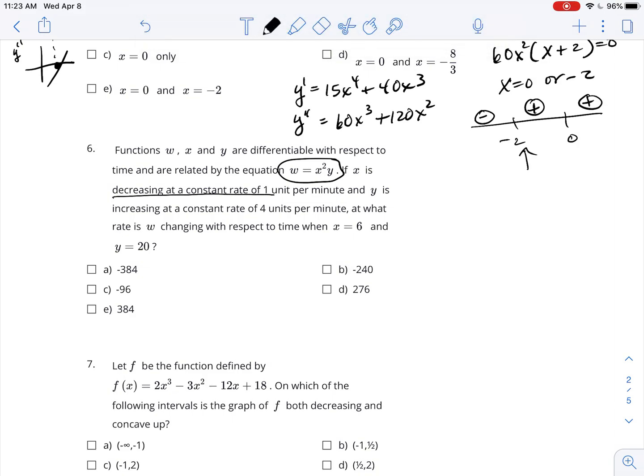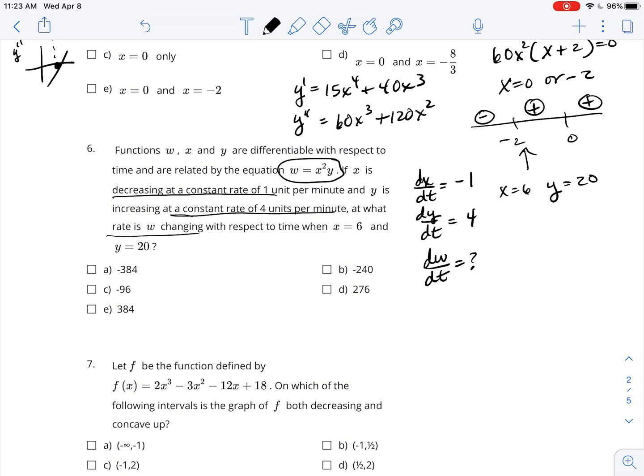Number 6. So we're given this equation that relates those variables. If x is decreasing at a rate of 1, so I know that's dx/dt, and that is decreasing at a rate of 1 unit per minute. dy/dt is increasing at a constant rate of 4, so I know that's positive 4. At what rate is w changing? And so that's the question, dw/dt. And we know that x is 6 and y is 20.